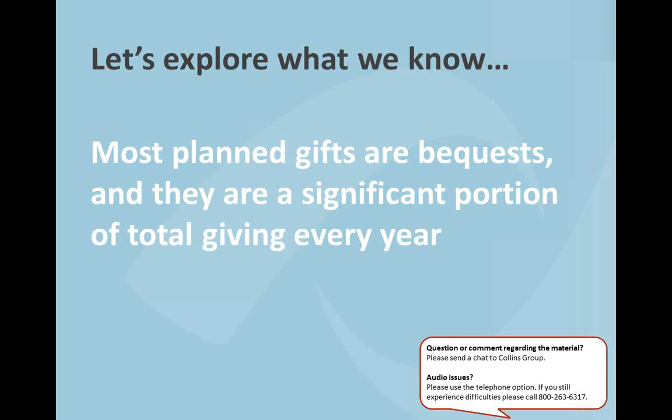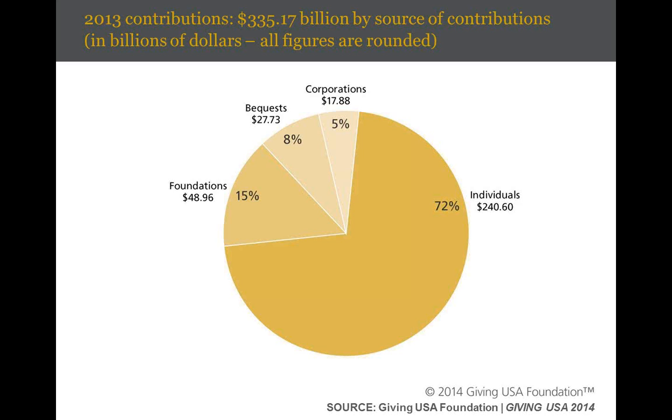So last year, it's estimated that total giving in our country was a bit over $335 billion. And of that total amount, 8% came in the form of bequests. Now there are types of planned gifts that are not bequests, and so total planned gifts is even larger than this 8%. But as you can see, bequests are about half as much as what was given by foundations and more than what was given by corporations. So when we take this into account, we can really see that bequests and other types of planned gifts really are a significant proportion of all giving.